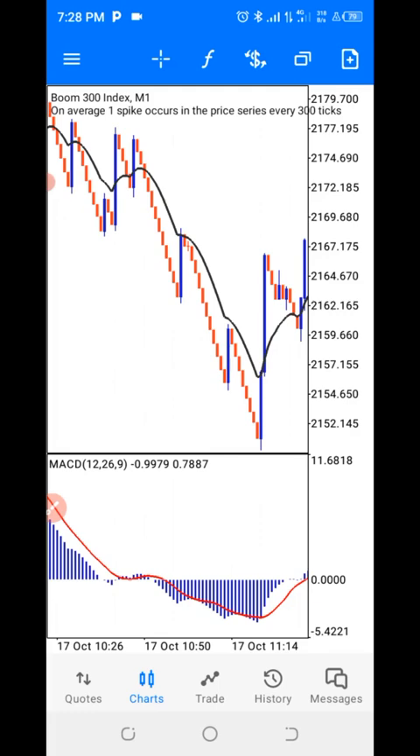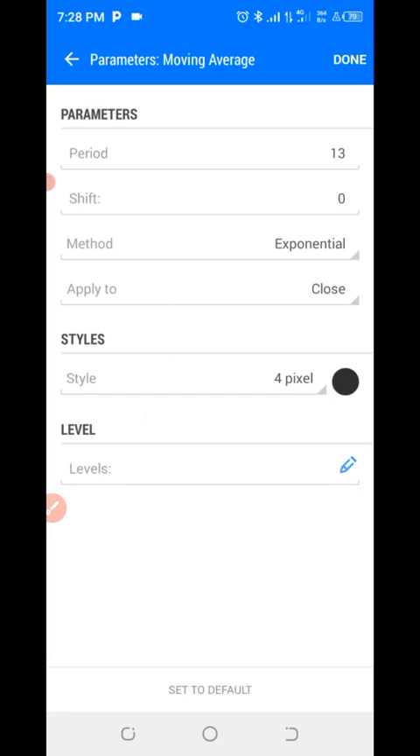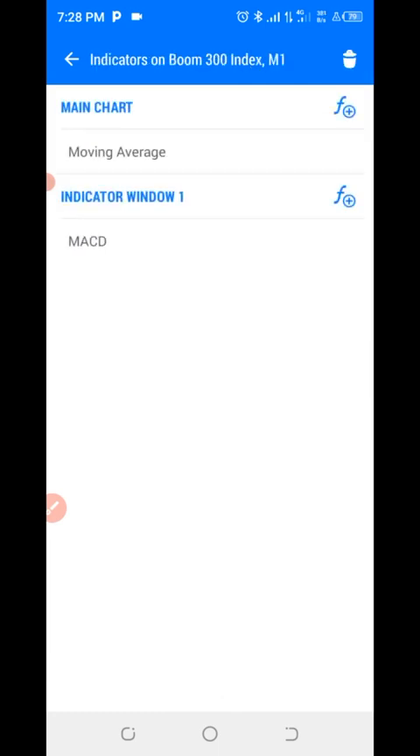So let me share the settings with you. For the moving average, just click on this F here. The period is 13, shift is 0, method is exponential, apply to close. The style is 4 pixels. You can use any style of your choice. Once you are done, you click on done, right?